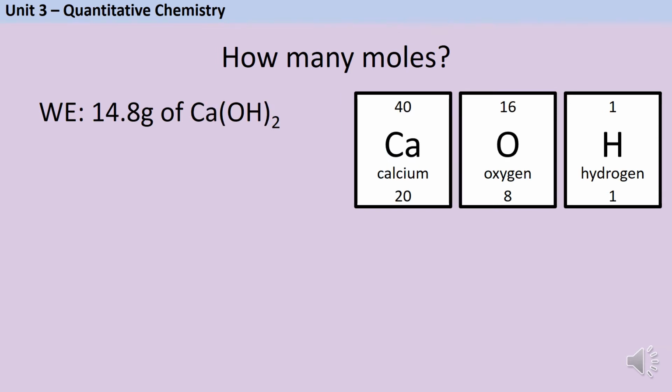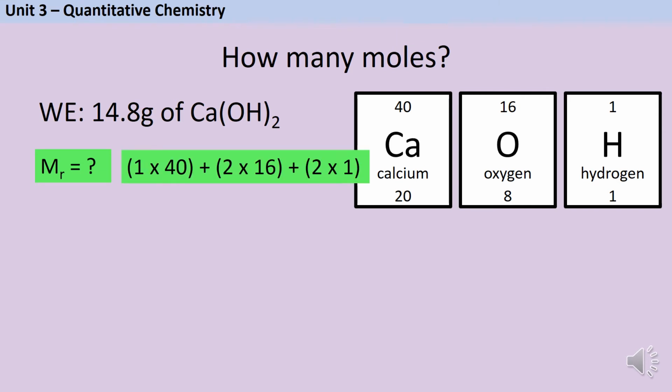Let's look at one more worked example before you have a go for yourself. In this question, we're asked to work out how many moles there are in 14.8 grams of calcium hydroxide. So again, my first step is going to be to work out the Mr, the relative formula mass, and I do this by adding together those atomic masses. So I've got 1 times 40, because the calcium isn't in the brackets, so I'm only using it once, and then 2 lots of 16 and 1 for the oxygen and the hydrogen. That gives me a total relative formula mass of 74 grams per mole.